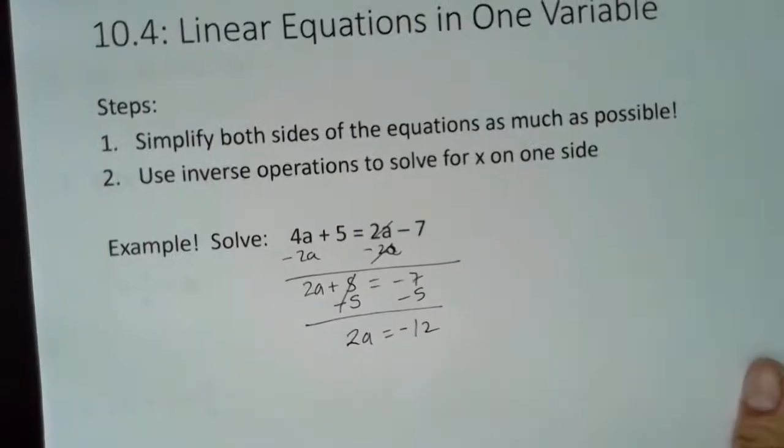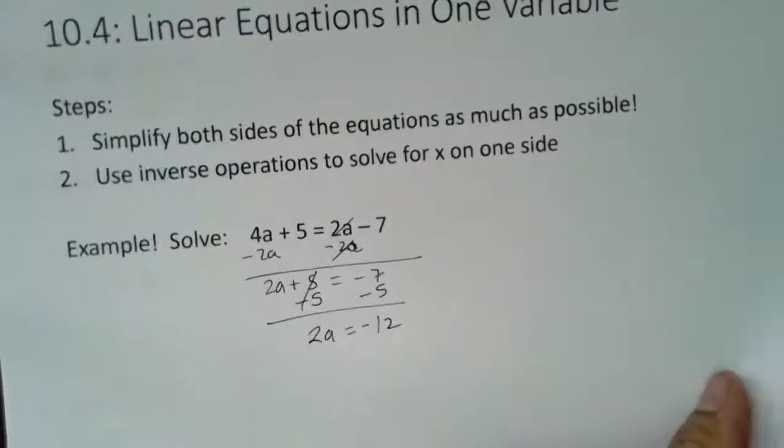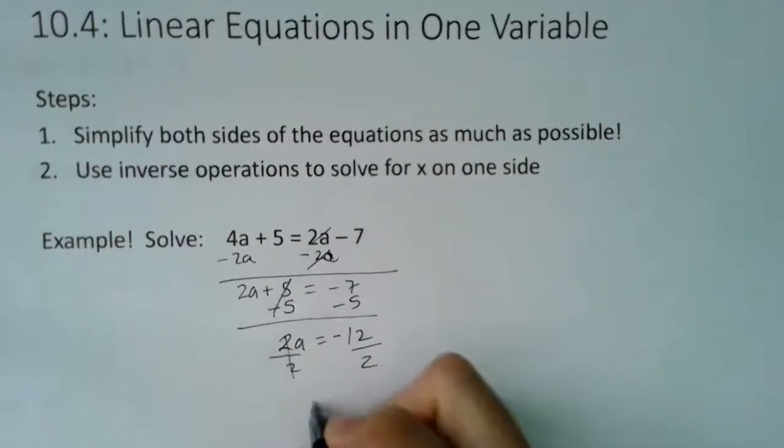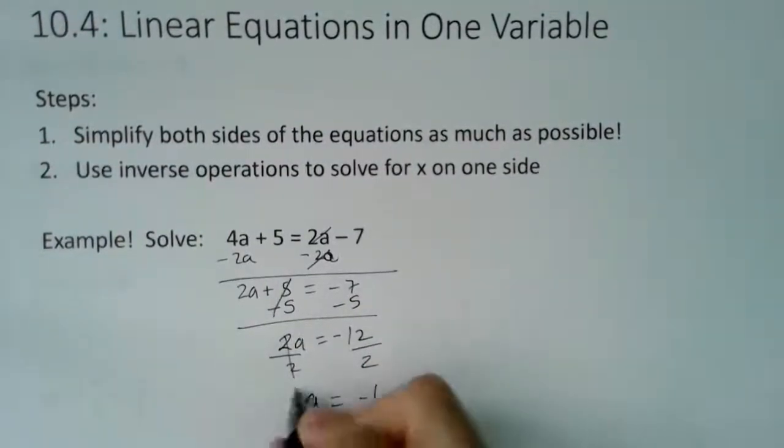Okay, and then finally, to get a by itself, I need to divide both sides by 2. So that's the short way to do it. Then a is equal to negative 6.